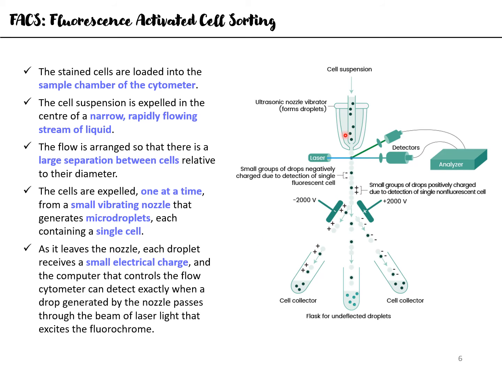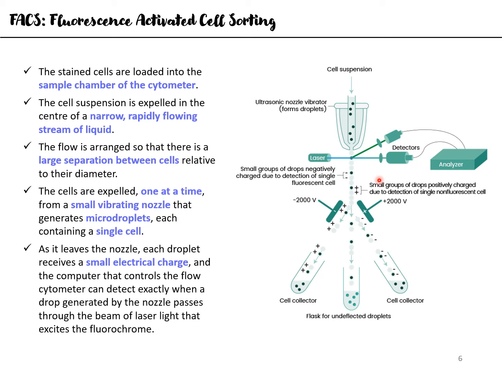Okay, so this is a schematic representation of that. You have your cell suspension and you're feeding it into the flow cell, and this is the ultrasonic nozzle vibrator. The vibrator will help in the formation of these droplets. Each droplet has a single cell. Now the moment it comes out from the flow cell, it is hit by the laser. And these are the two detectors. The first detector will count the number of cells, and the second detector, at a 90 degree angle to the pathway of the laser, will detect the fluorescence. So as soon as the cell comes out from the nozzle, it will hit the laser pathway and the detectors will detect the presence of the cell as well as the fluorescence emitted by it.